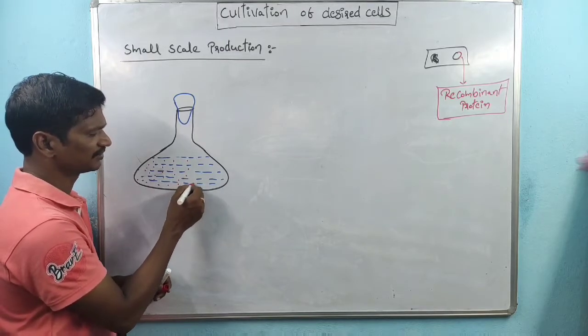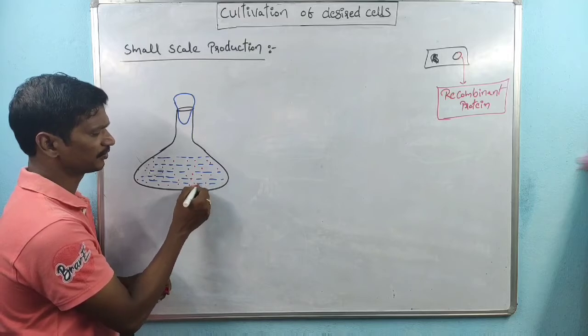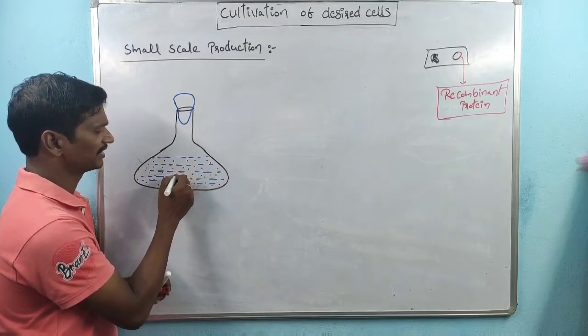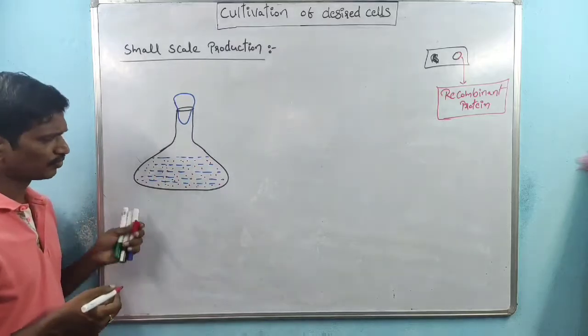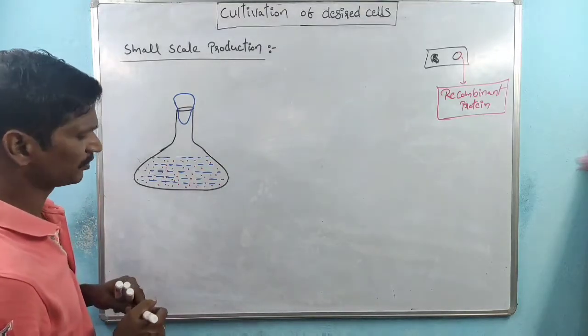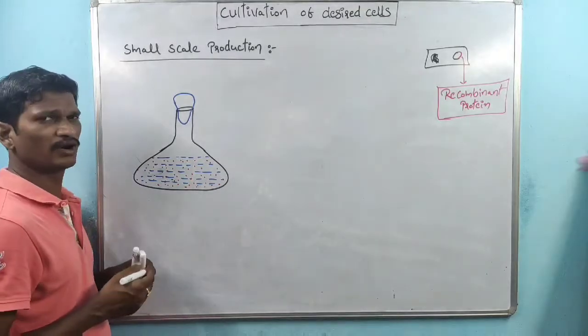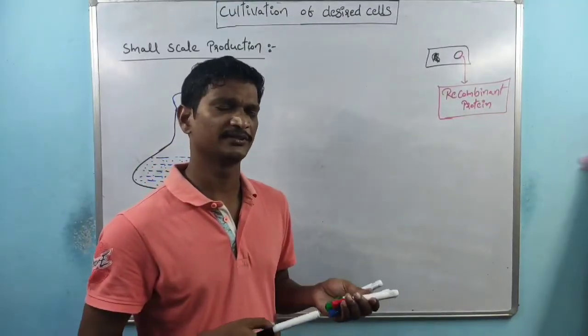That is nothing but the presence of nutrients. The bacteria cells are involved in the multiplication process, so many bacteria cells are produced. After that production process, we are checking the quality and the quantity.